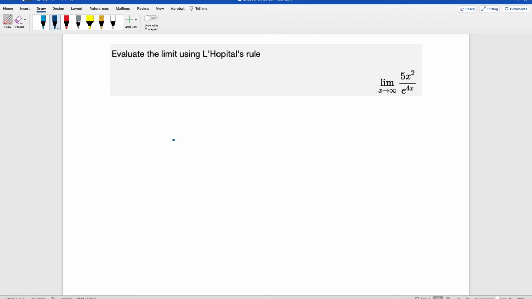e to the x will never get a constant, right? Because it's its own derivative. It never disappears when you take its derivative. So we're just going to have to see what happens here. So first of all, first step is to check what happens.